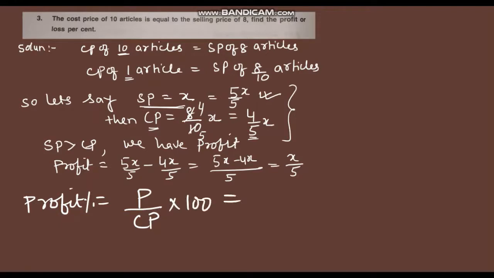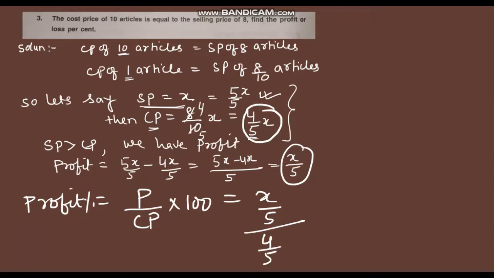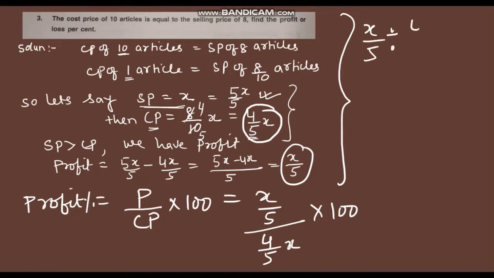So what is your profit here? Profit is x by 5. And what is your CP here? How much is your CP? Look here, CP is 4 by 5 x. So divided by 4 by 5 x multiplied by 100. This will give you profit percent. Now this will be written as x by 5 divided by 4 by 5 x multiplied by 100.